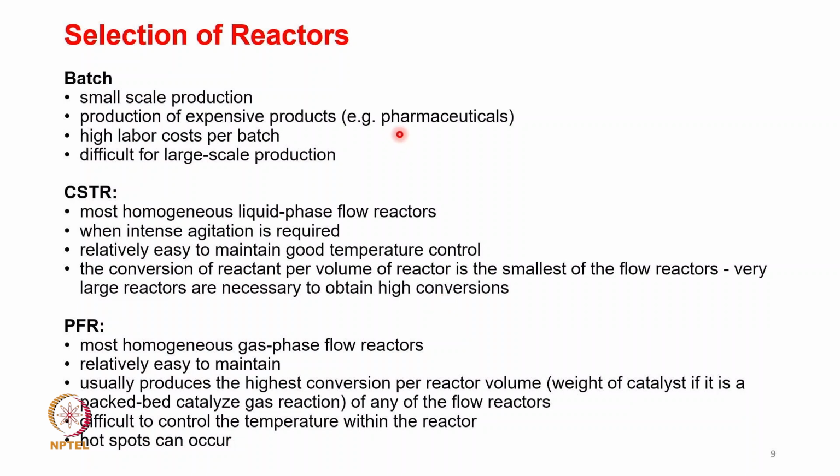For selecting the reactor, we have to use certain heuristics or thumb rules. If it is small scale production, batch reactor is favored, because you can charge it and leave it waiting. And of course, production of expensive products, because if you want tighter control on a smaller scale production, batch reactors are favored. Also high labor cost per batch. Why is it so? Somebody has to charge the reactor. Once the production is done, you will have to remove the product, clean it up and make it ready for the next charging for the next batch.